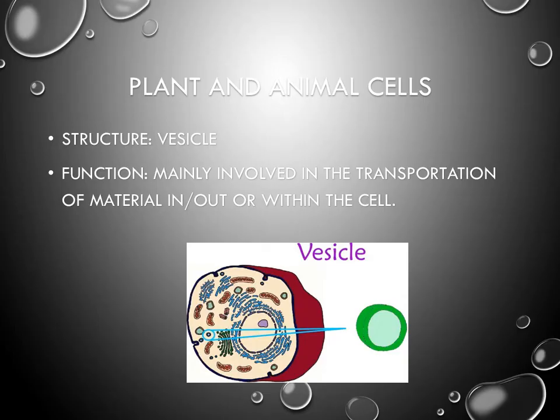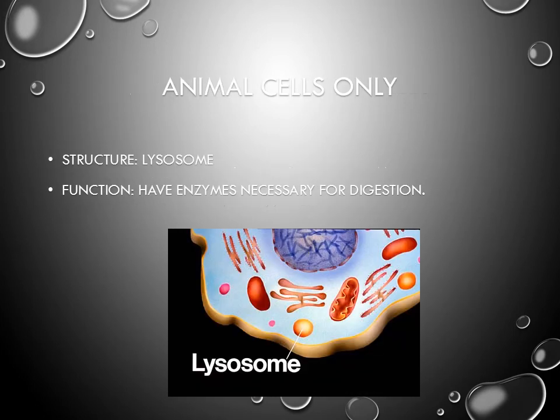Okay, next. Plant and animal cells both have vesicles. The function of vesicles is mainly the transportation of material in or out of the cell. So those little circles, the vesicles, move things in and out of the cell. The cell, remember, has a semi-permeable cell membrane, which means things can go in or out through the vesicles.